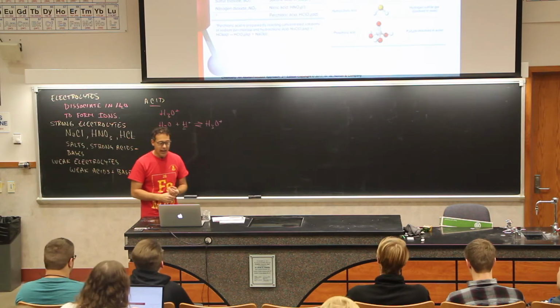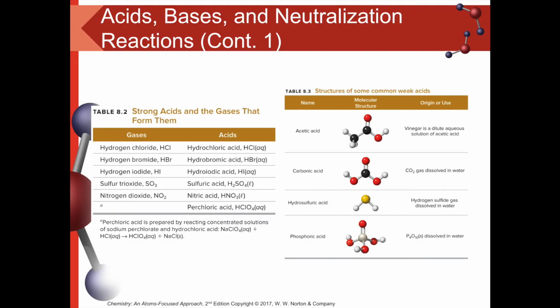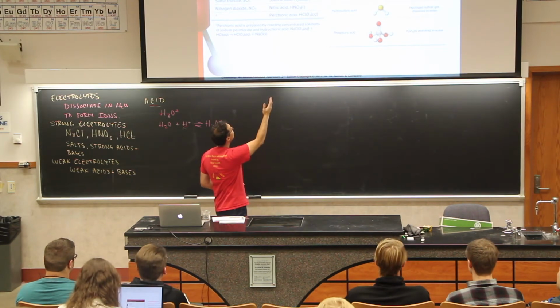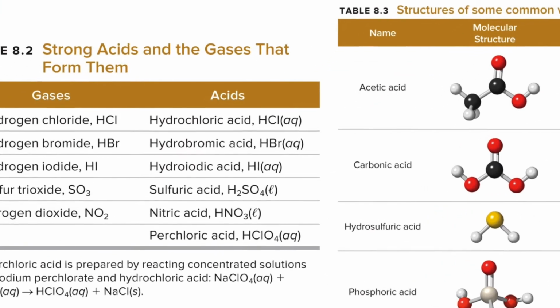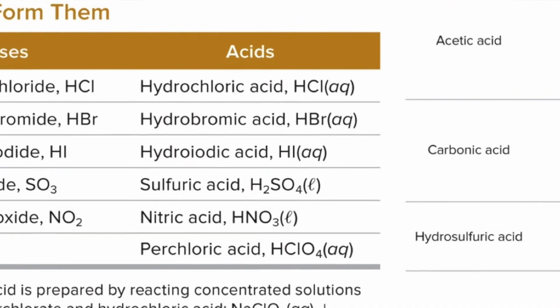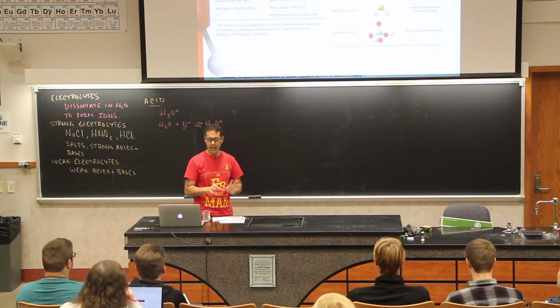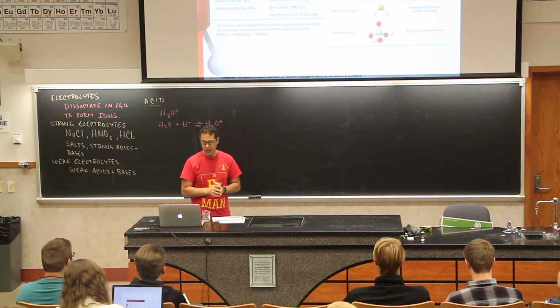Yeah. Now, acids and bases, there are strong acids and there are weak ones. In your textbook, it gives you a list of strong acids, and it says strong acids and the gases that form them. The gases that form them are not important, but the strong acids on the right-hand side, you should know these acids, like hydrochloric acid, hydrobromic, hydroiodic, sulfuric, nitric. Maybe make a little note. You're going to need to be able to recognize these are the strong acids. And they all start with a hydrogen in front of them.